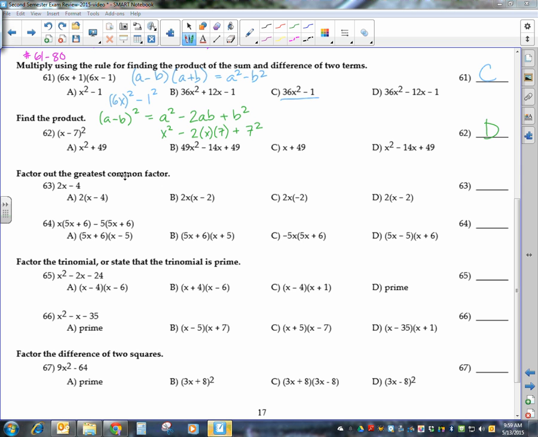Factor out the greatest common factor. You're looking for the largest number that goes into both of those, and that is 2. And you're thinking about dividing each of these terms by 2. So those 2's go away, leaving you with x. The sign doesn't change, and 4 divided by 2 is 2. So we should have 2 times the quantity of x minus 2, which is D.